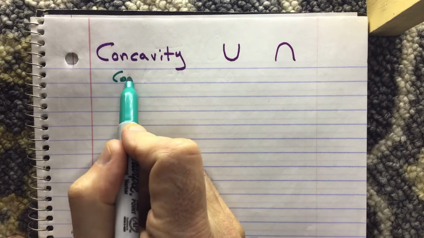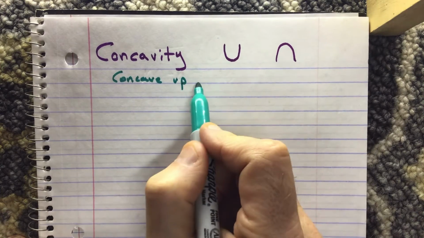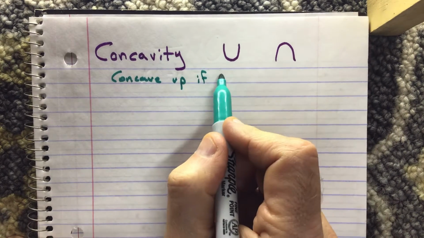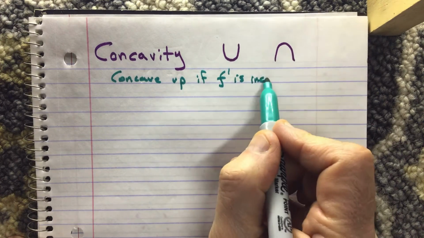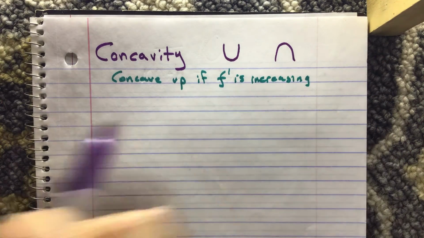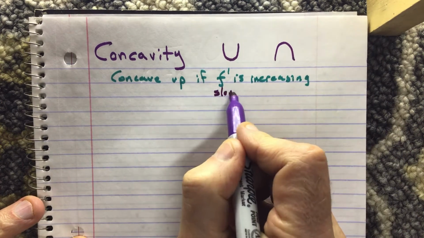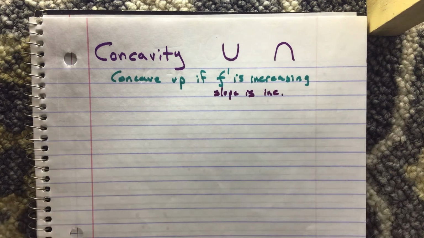So concave up is if the derivative is increasing. So if f prime is increasing, or that's also to say that the slope is increasing. That's not necessarily to say that the slope is positive. The slope can be positive or the slope can be negative, but is it increasing?